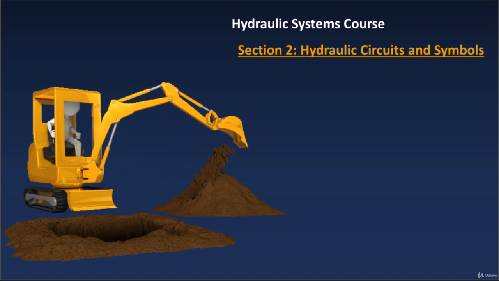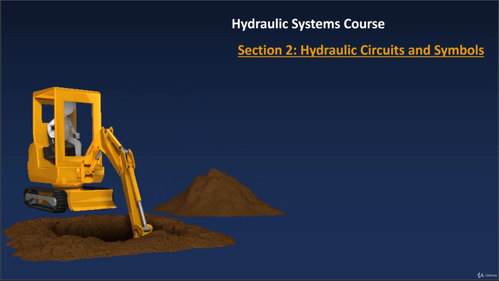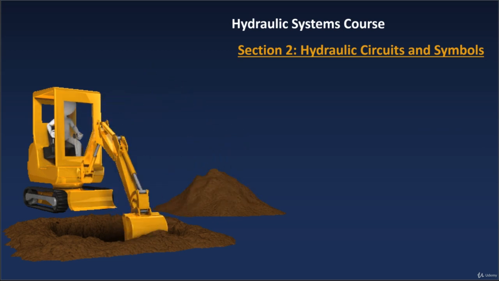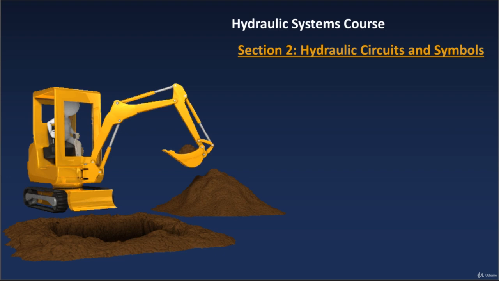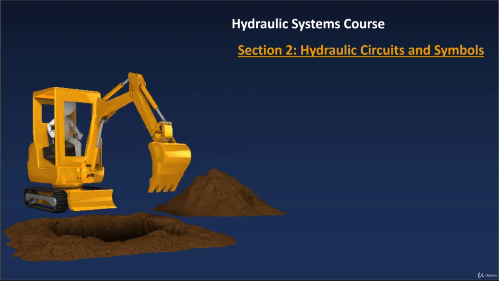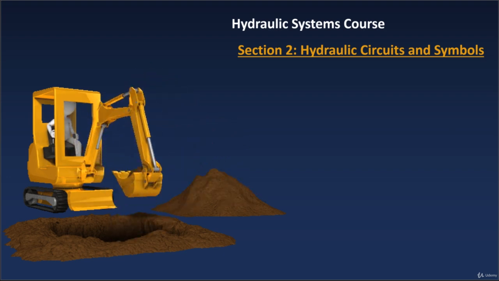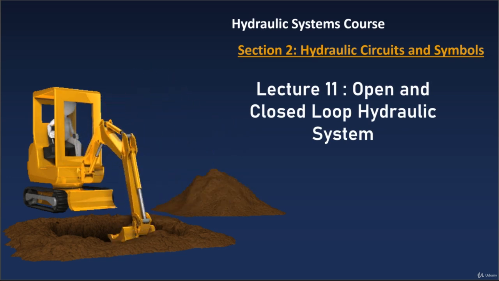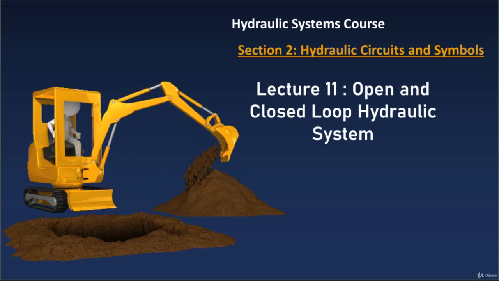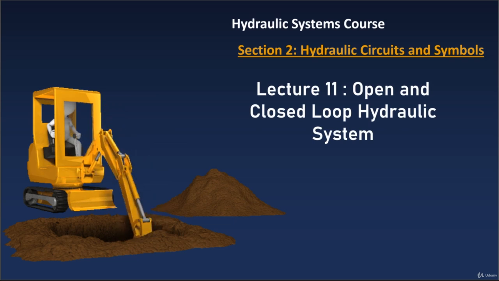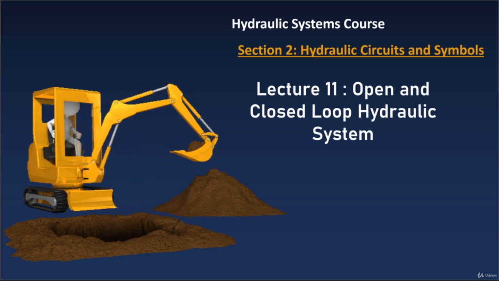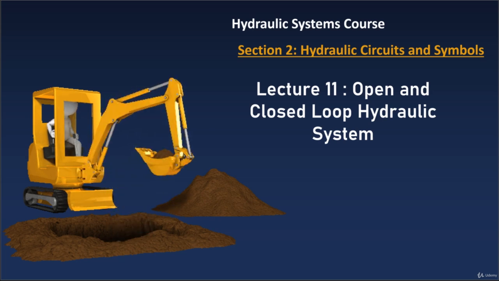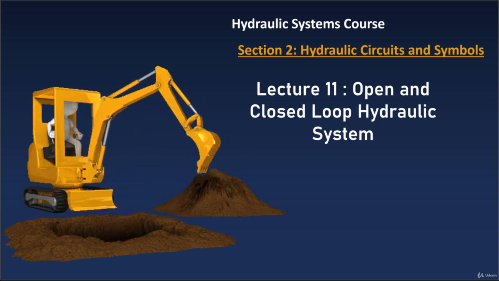Welcome back. In the previous lecture, we talked about the criteria for hydraulic system and components selection: what needs to be considered while designing and selecting hydraulic system components and parts. In this lecture, number 11, we'll discuss the two common types of a typical hydraulic system, which are open and closed loop systems. We will also understand the basic function of each system and the advantages and disadvantages of each circuit. So let's start.